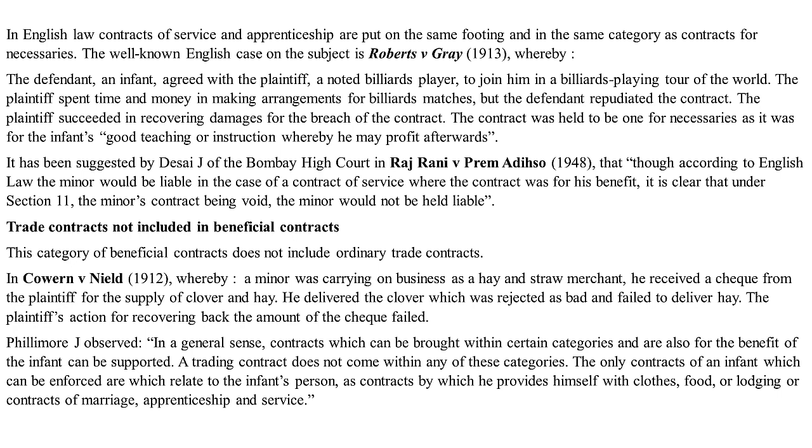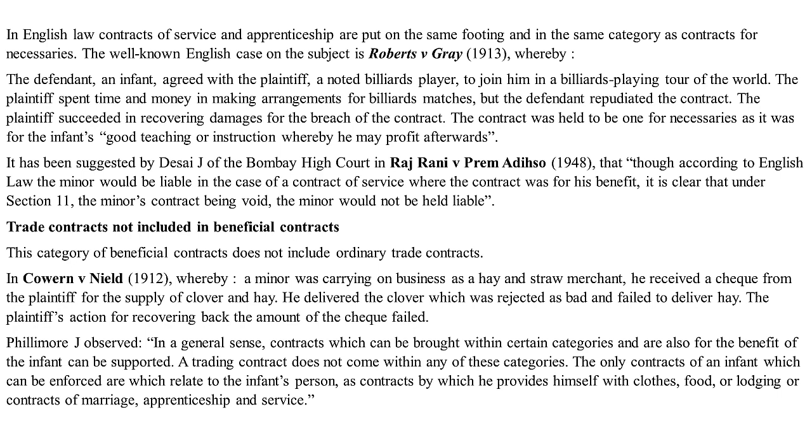Now, as we discuss the contract of apprenticeship and the contracts of marriage, the contracts which are known as beneficial contracts, we must clarify at this very moment that trade contracts are not included in the category of beneficial contracts. An important illustration of the same is the case law of Cowan versus Neild, whereby a minor was carrying on business as a hay and straw merchant. He received a check from the plaintiff for the supply of clover and hay. He delivered the clover, which was rejected as bad, and failed to deliver hay. The plaintiff's action for recovering back the amount of the check failed.